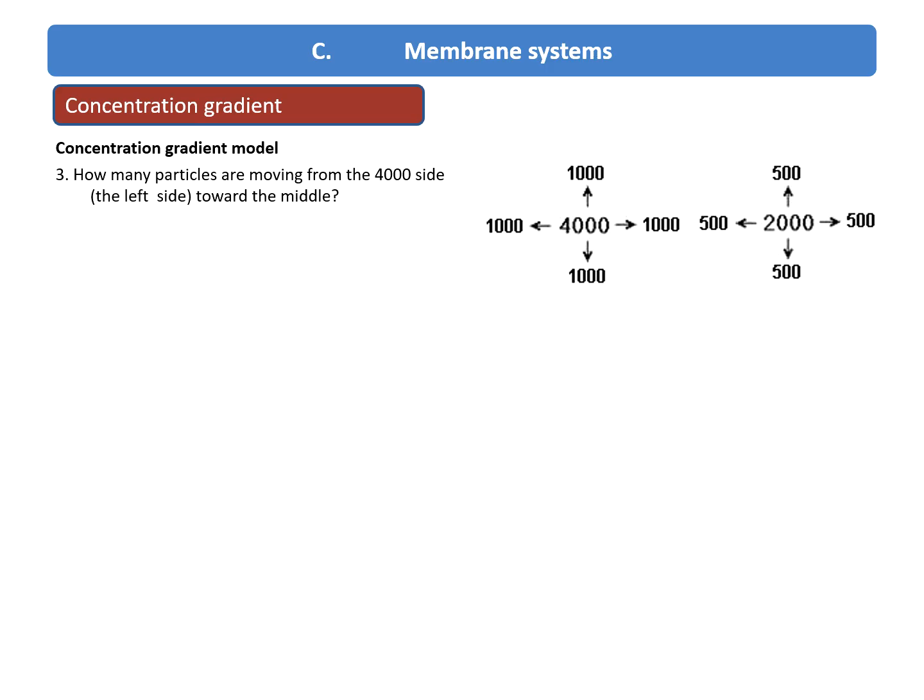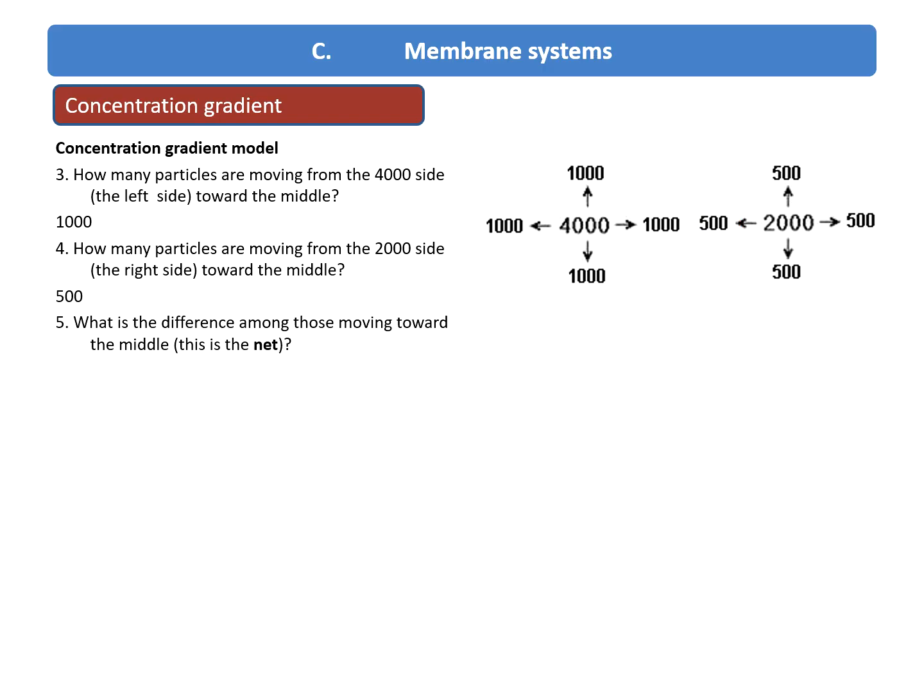How many particles are moving from the 4,000 side, the left side, toward the middle? 1,000. How many particles are moving from the 2,000 side toward the middle? 500. What is the difference among those moving toward the middle? Now, this difference is the net. 500. 500 from 1,000 is 500. In which direction is the net movement? It's to the right.